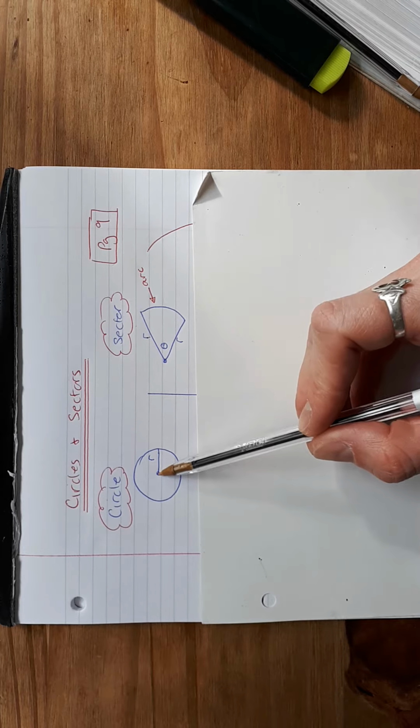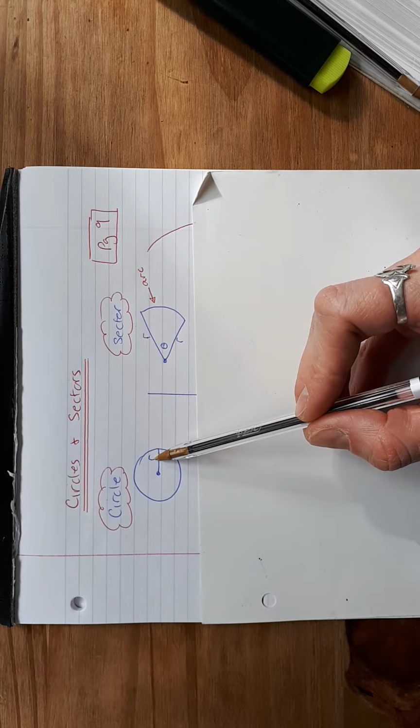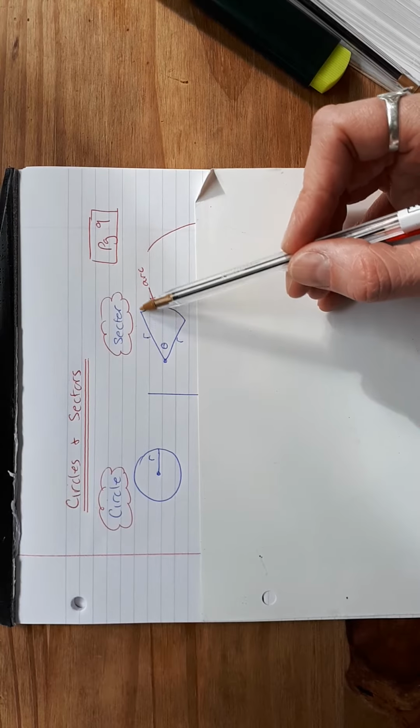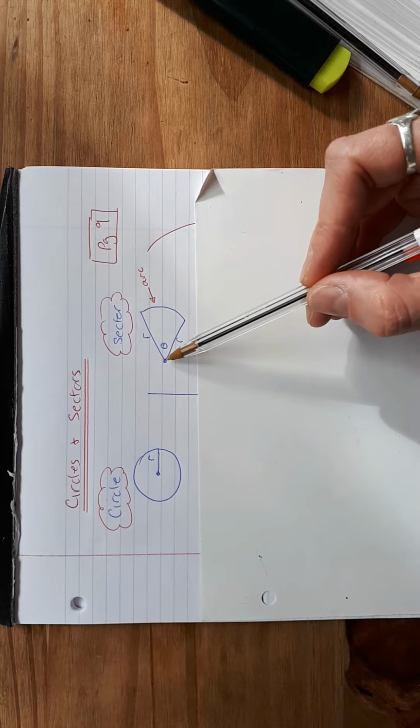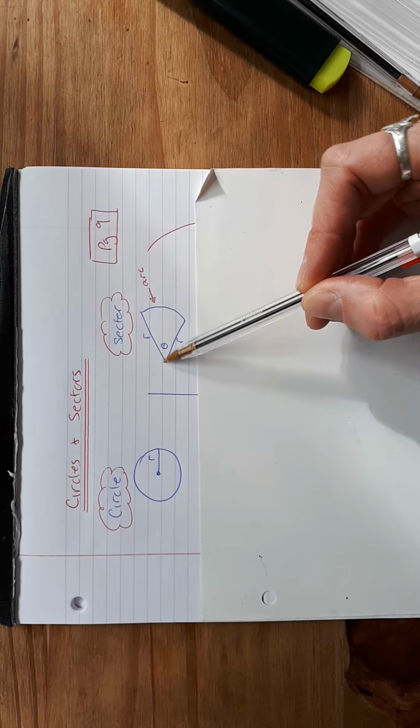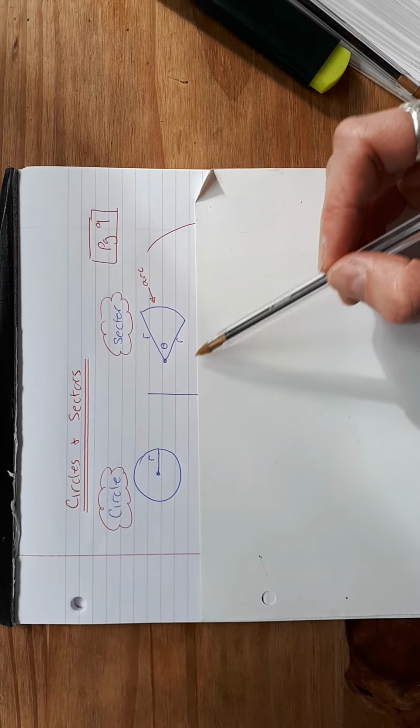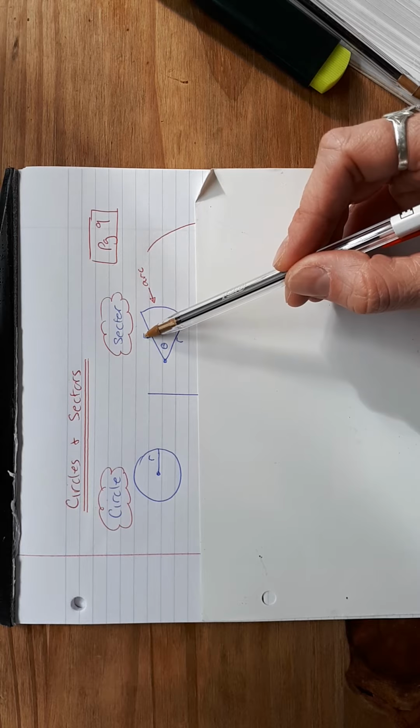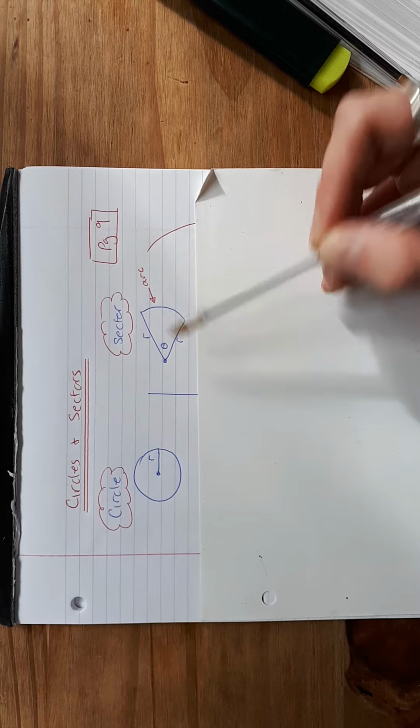And you've got the center point, and the distance from the center point to the edge is the radius, okay? So think of the spokes of a wheel. A sector is a slice of a circle. So this would still be the center of the circle if you were able to continue around this. So that means those two can be called radii.